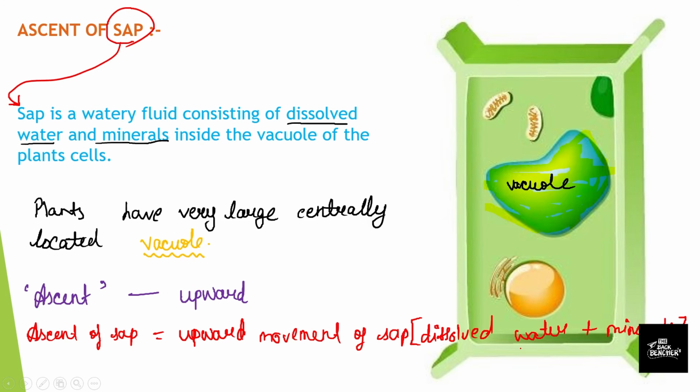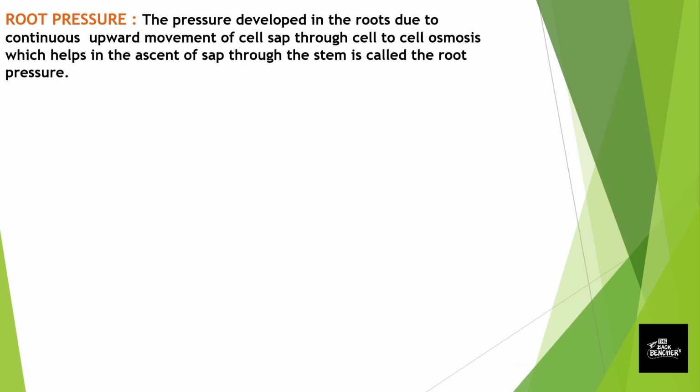Now, coming to root pressure. Root pressure is simply the pressure that is required for completion of ascent of sap. When continuous ascent of sap takes place during the absorption process in plants, root pressure comes into action. So root pressure is that particular pressure which is required for the upward movement of cell sap from the roots to the leaves. This process is vital and important to take place.